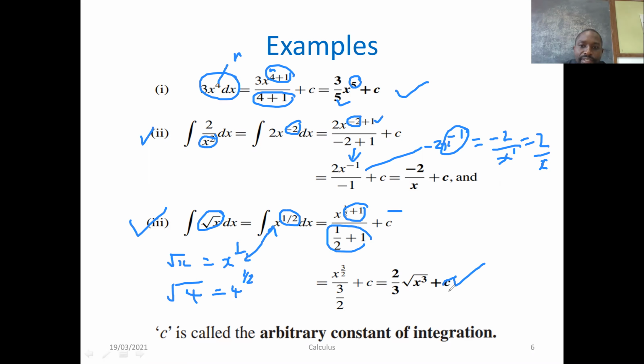Note also here that this c is an arbitrary constant because we will not put the limits of the integration. But the moment you put the limits of integration, the c will disappear.